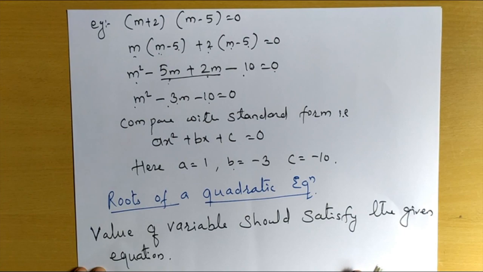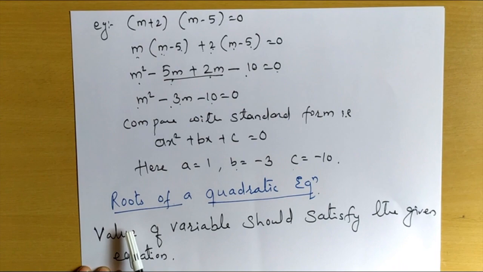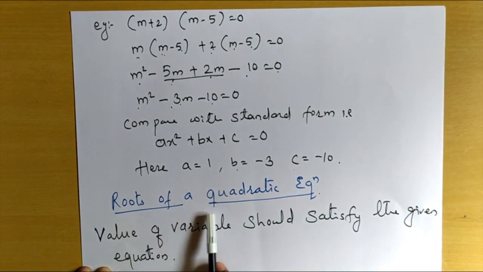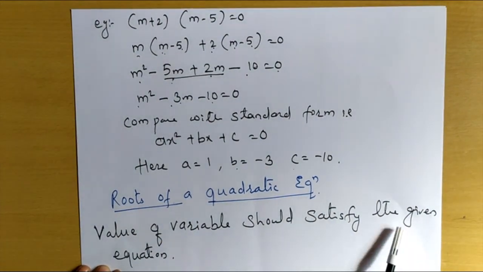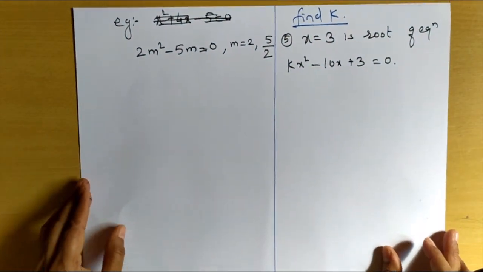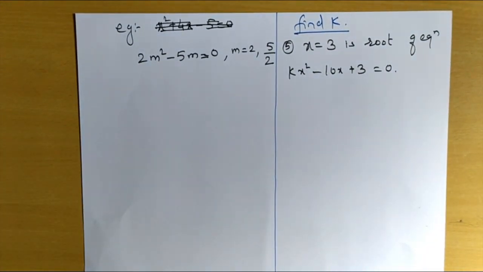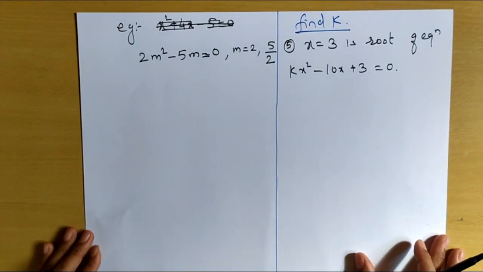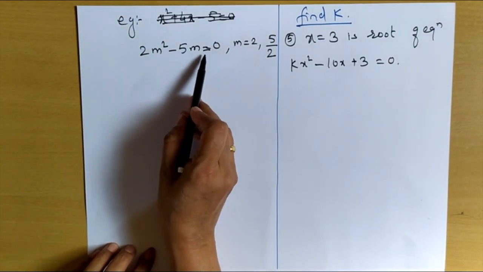Now the other type of question in the exercise is how to identify whether the given value of a variable is a root of the quadratic equation. So for that, the value of the variable should satisfy the given equation. Now how to solve it? Let us consider one example, that is 2m square minus 5m equal to 0, where they have given values of m as 2 and 5 upon 2. Now we have to find whether these values of m satisfy the given quadratic equation or not.